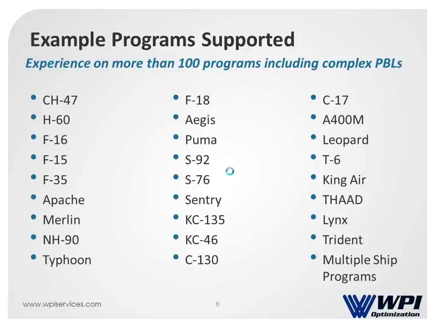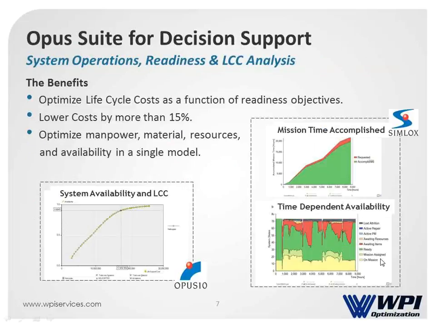Look at things like how particular spikes in utilization affect our ability to bring resources to bear, our ability to do preventive maintenance, possible damage modes that come from our usage. Look at our ASABO, mean downtime, different metrics like that. And the key here is optimizing manpower, material, resources, all in one single model.